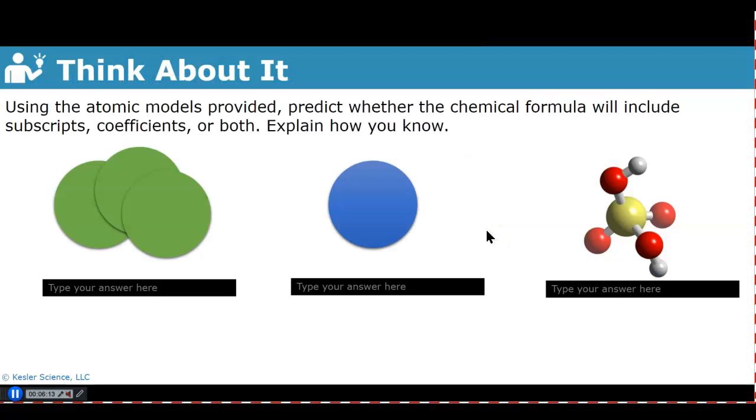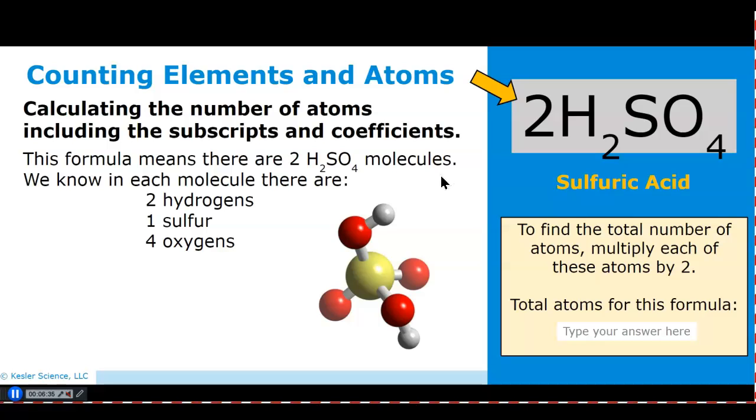Okay, so you are going to predict whether or not the chemical formula will include subscripts, coefficients, or both subscripts and coefficients, and then explain how you know. This is important. Don't just put this, put your explanation as well. Okay, so calculating the number of atoms including the subscripts and coefficients.